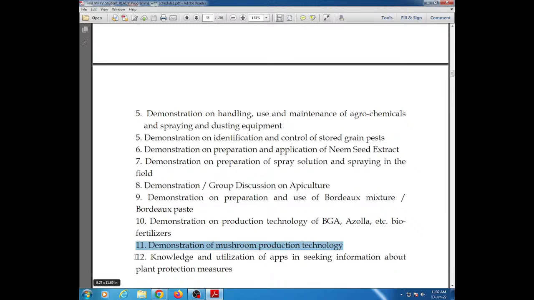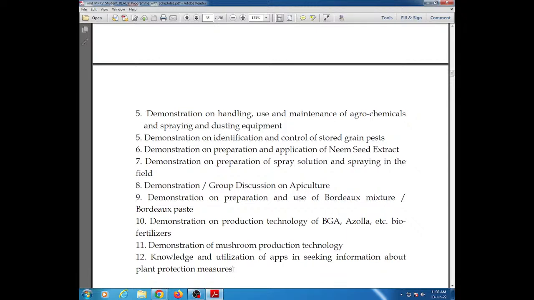And the last one is knowledge and utilization of apps. The Android apps or iOS apps that you have should be communicated to the farmers. You should give them the knowledge of how to use them, and also tell the utility, that is the importance of those apps in seeking information about plant protection measures. You should be in touch with the ICAR website always for gaining this knowledge, and again the state agriculture universities, for knowing those apps and telling them to the farmers to use.